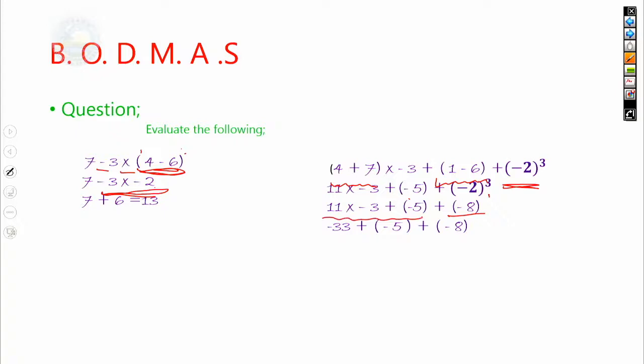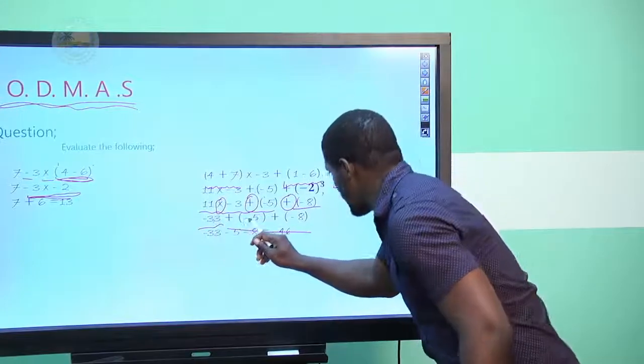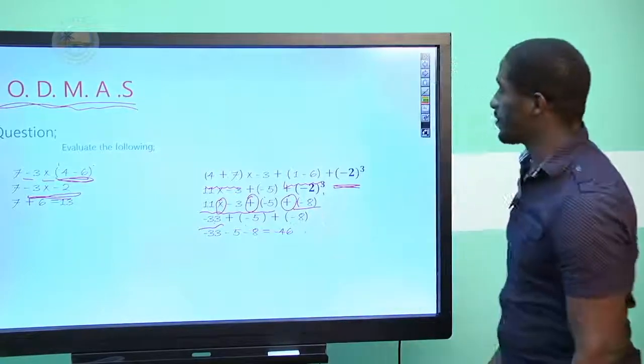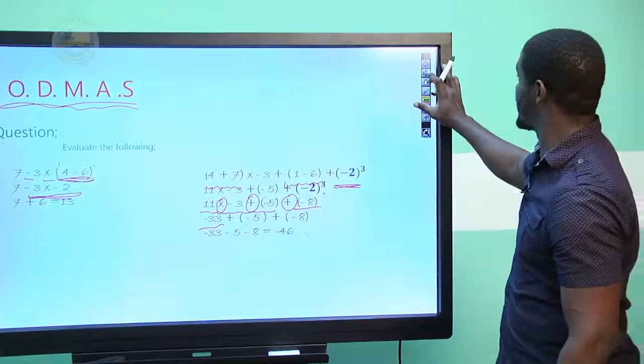Then look at our operations here. What are the operations that we have? We have multiplication, addition, addition. What do we do next? According to BODMAS, of these three operations, the one that we do next in the order of hierarchy of BODMAS is multiplication. So it's 11 multiplied by negative 3. 11 multiplied by negative 3 is negative 33. Write back everything else. And we have now some double signs. We need to work out those double signs. Working out these double signs, we have negative 33, negative 5, negative 8. Negative 33, negative 5, negative 8 is negative 46.